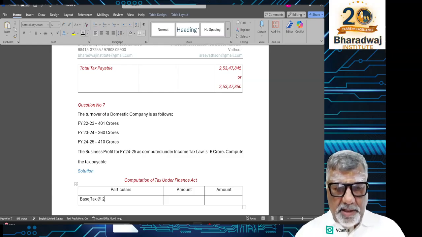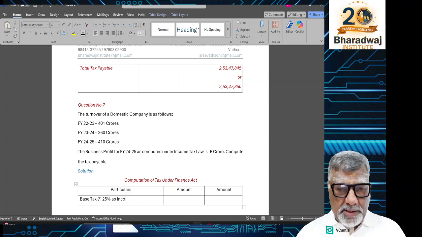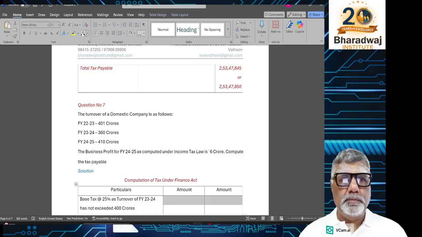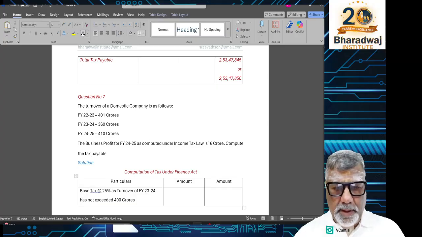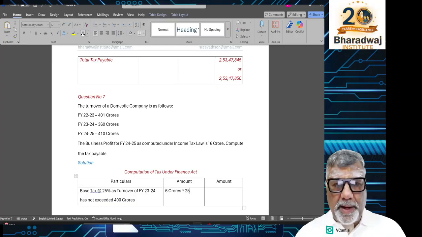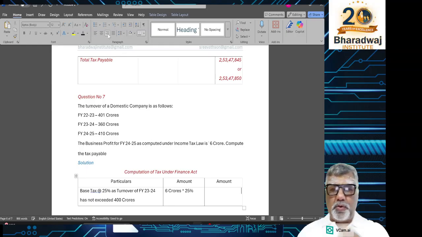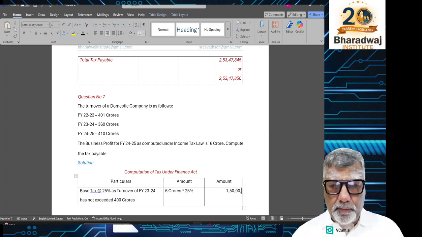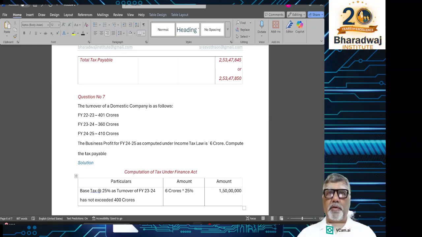pays tax at the rate of 25% as income of FY 23-24 turnover, as turnover of FY 23-24 has not exceeded 400 crores. 6 crores into 25%, 1.5 crores.